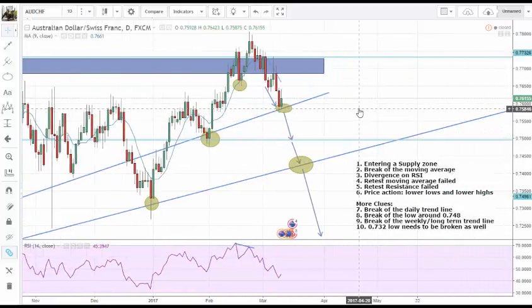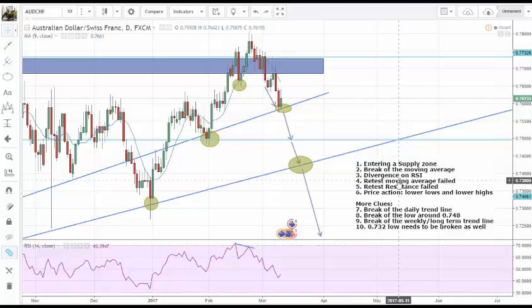What else do we got? Break of the moving average, yes sir. Divergence on the RSI, a little bit, but it's there. Retest of the moving average, yes, we saw this retest, we see those pin bars, so price didn't go through. Retest of the resistance, yes, this area, retest over here, price failed. Price action, lower lows, we also see that, we saw a break of this one, we are seeing lower lows, and as well this high is a second high over here, which is a lower high as well.